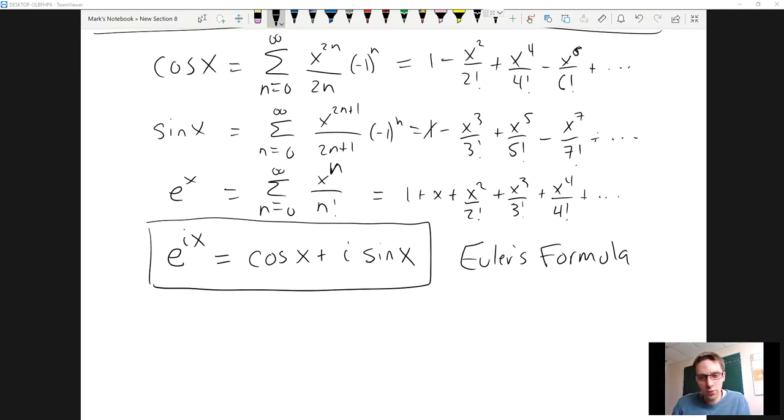Now that's a remarkable result because sines and cosines are functions that oscillate, and the exponential function is one that we usually think of as growing very, very quickly. And yet somehow there's this very deep connection between them. And so what I want to do in this video is actually prove that that's correct and see how we can do that using infinite series. All right, so let's do that.